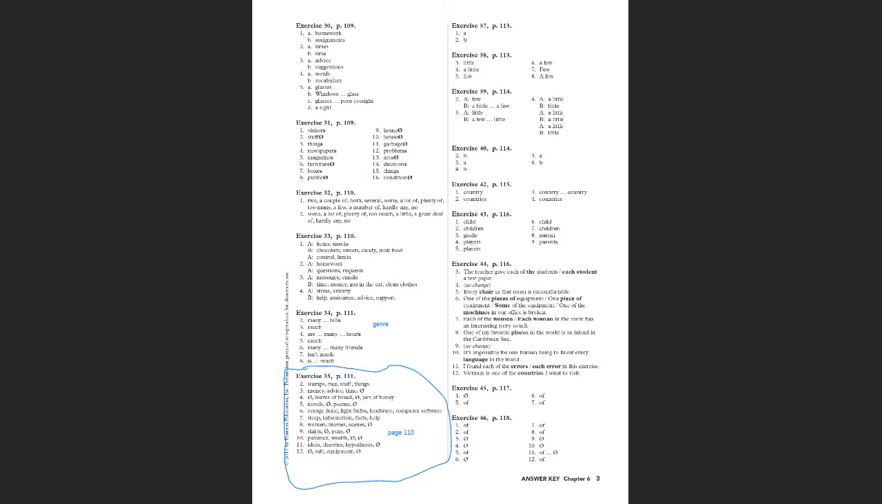Yes, Mari? Number 11, hypothesis. With an I, the letter I, we say hypothesis, and that's singular. With the letter E, we say hypotheses, and that one is plural.